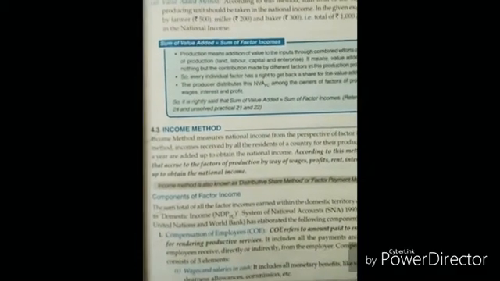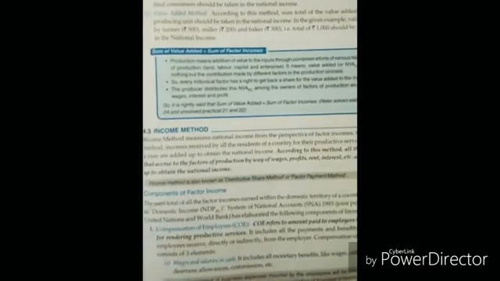Study income method. What is income method? As the word itself implies income, according to this method all the incomes that accrue to the factors of production by way of wages, profit, rent, interest, etc. are summed up to obtain the national income. So in this income method, all the income which is earned by factors of production in the form of wages, profit, rent, interest, all are summed up and national income is obtained.